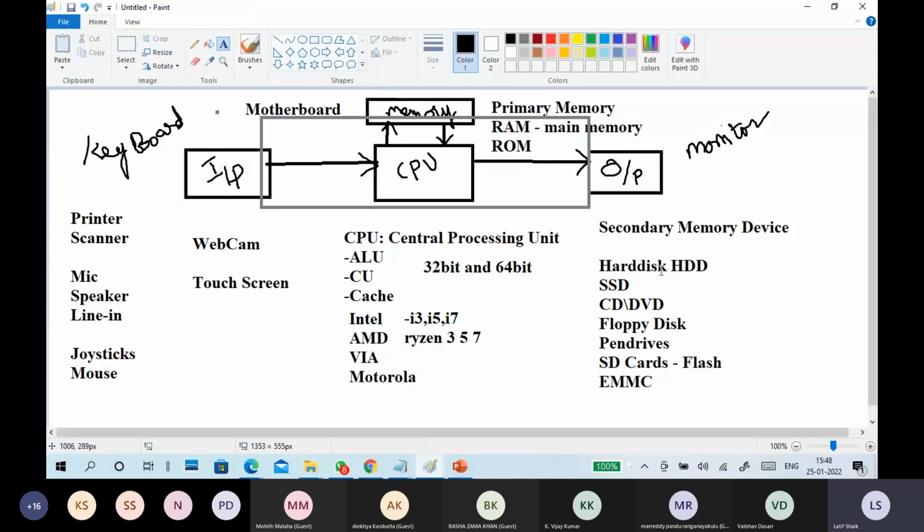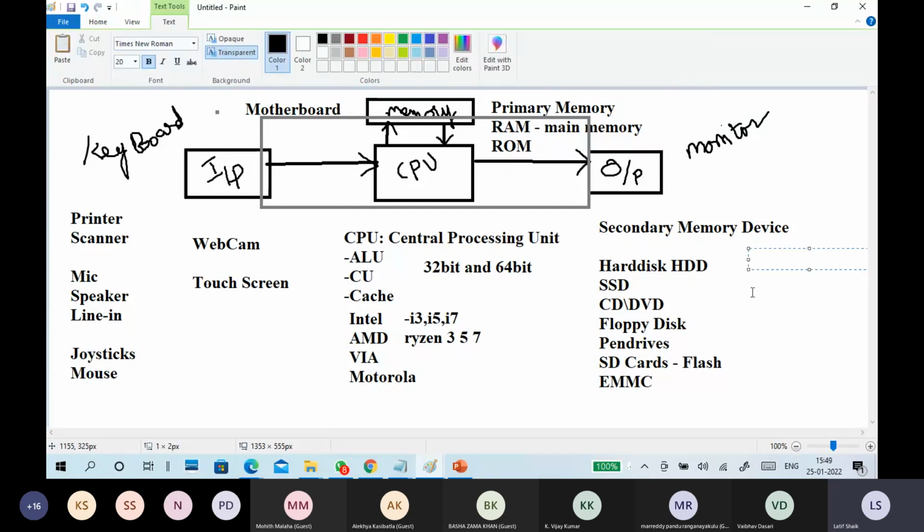Normally, the size of a hard disk varies. Like a 10 GB hard disk, 20 GB hard disk, 500 GB hard disk, 1 terabyte hard disk, 2 terabyte hard disk, and 10 terabyte hard disks are also there. Based on the hard disk manufacturer and availability, the size of the hard disk varies.